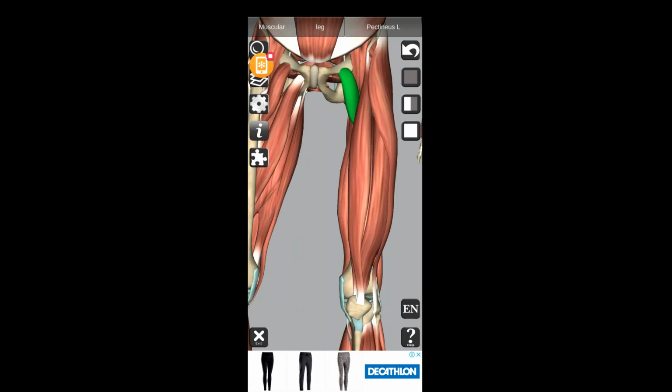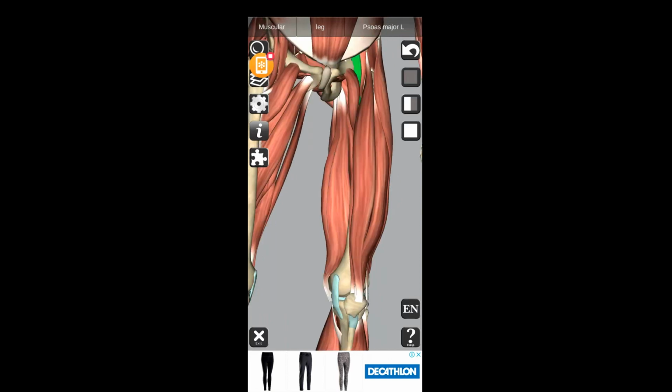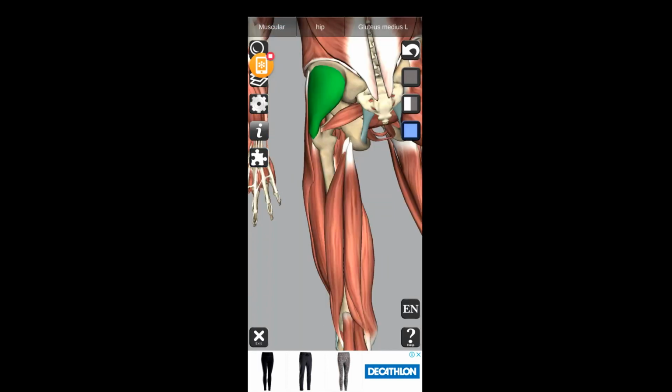Okay, done. We are moving to the posterior compartment. First, seeing the gluteal region. This is your gluteus maximus. This is your gluteus medius, gluteus minimus. Here you will have still small muscles, which are not shown here. I will draw and show you on the paper. Here I am not able to draw.